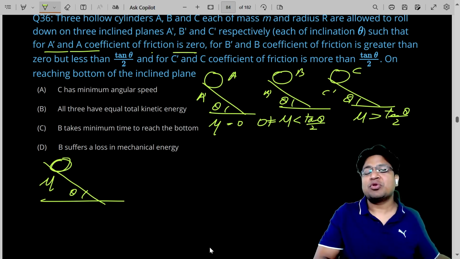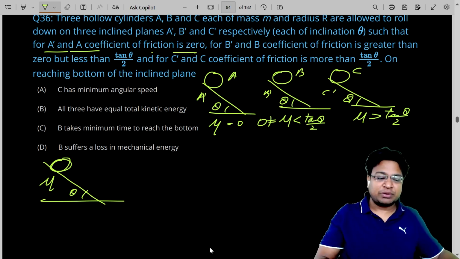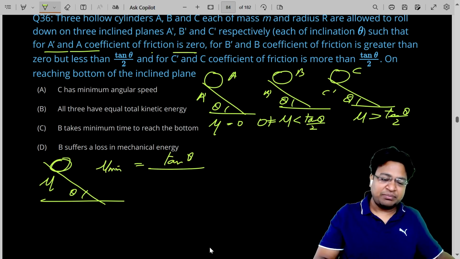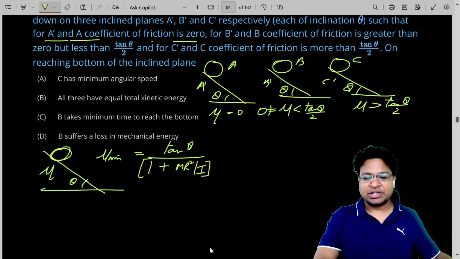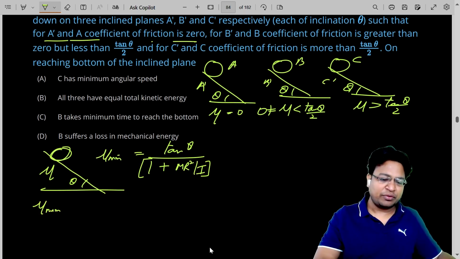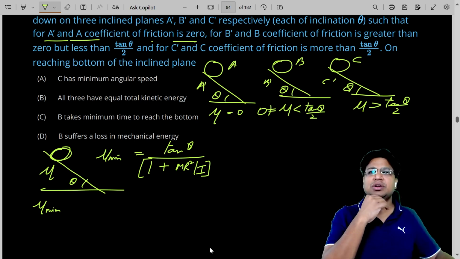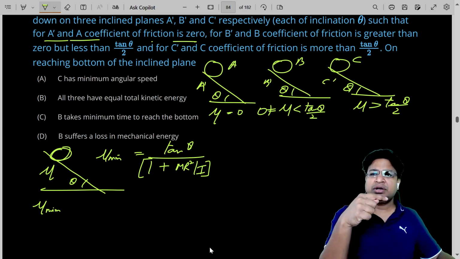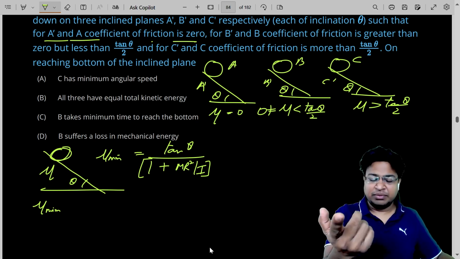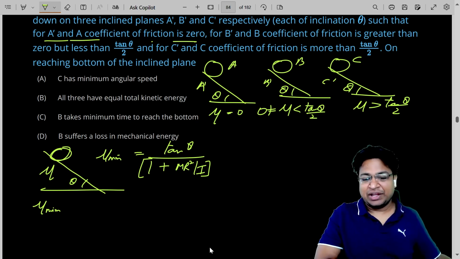So what is that minimum coefficient of friction which is needed for pure rolling to take place? The formula for that is tan theta divided by 1 plus mr square by I. Let me just check once that I am correct. The more the moment of inertia, the denominator will become smaller, and therefore the demand of coefficient of friction will be more. Yeah, which is correct. I was just checking that I have written the correct formula.